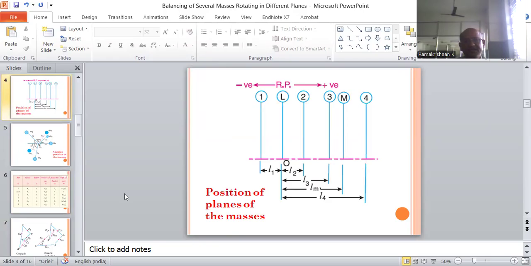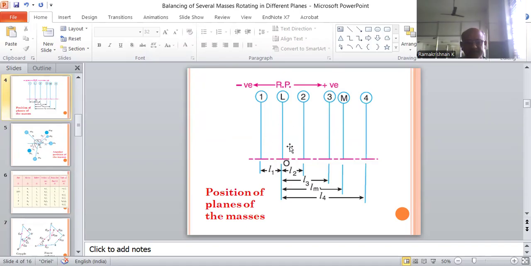So let us consider there are 4 masses, 1, 2, 3, 4, rotating in different planes. Now for the system to be balanced, 2 masses are attached in the planes L and M. The diagram shows the positions of all the planes of the masses. Here we keep the balancing masses in planes L and M. The distances are given from each plane.